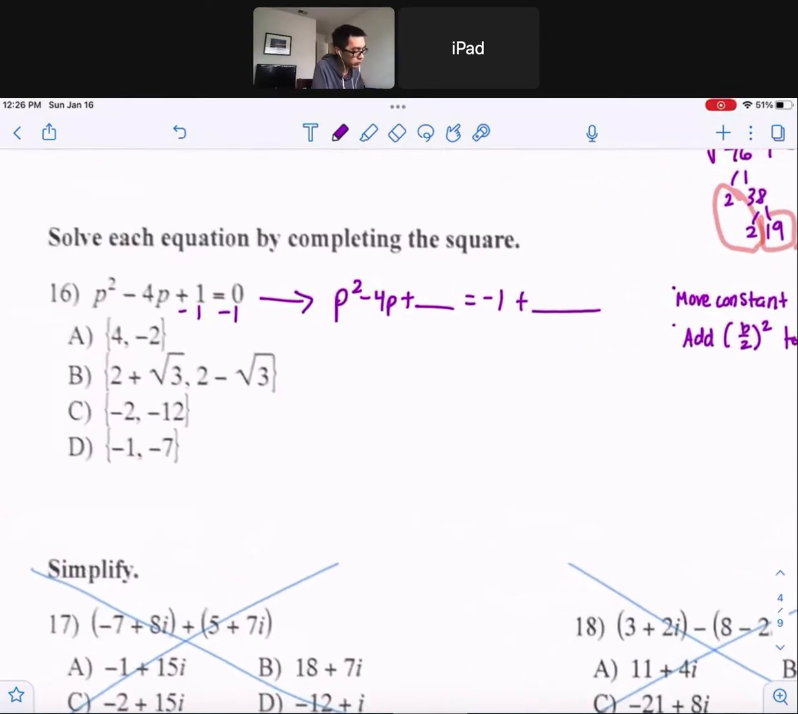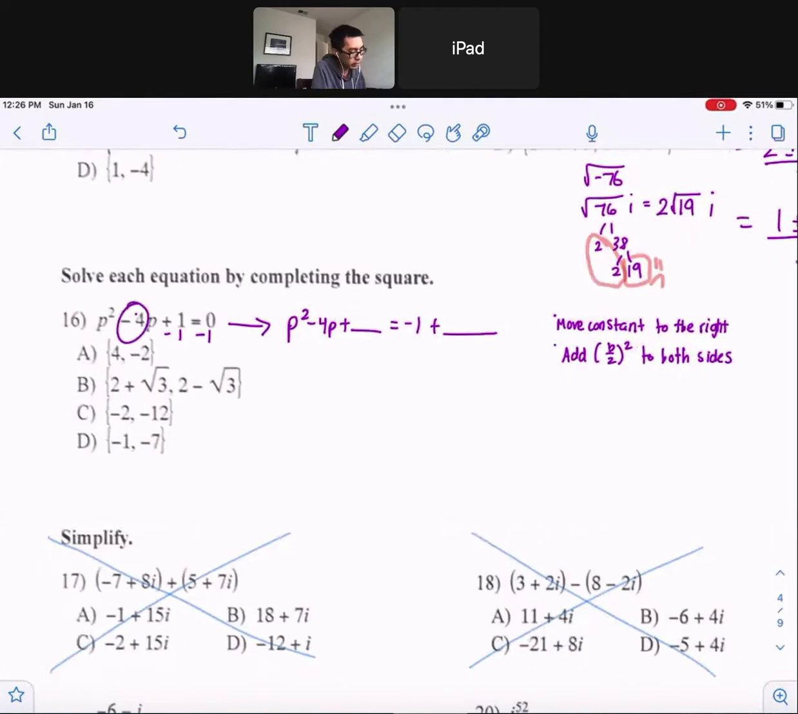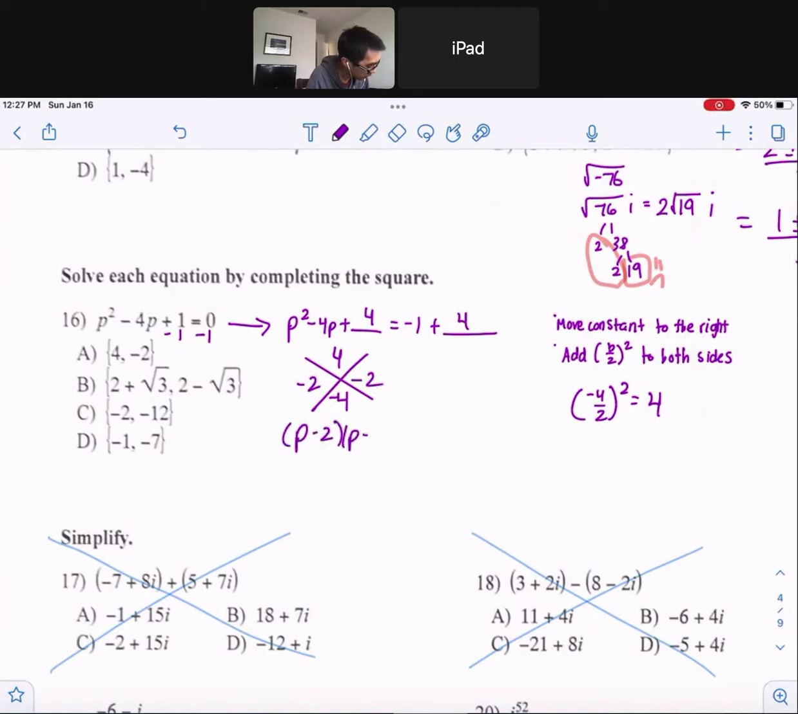Now, b over 2 squared. The b value, guys, is negative 4. So what's negative 4 over 2 squared? Well, negative 4 over 2, you guys, is negative 2, and raise negative 2 to the second power, that would be 4. So we now know to add 4 to both sides. And then that will enable us, you guys, to factor this, which would be negative 2 and negative 2. So p minus 2 times p minus 2, which is p minus 2 squared.